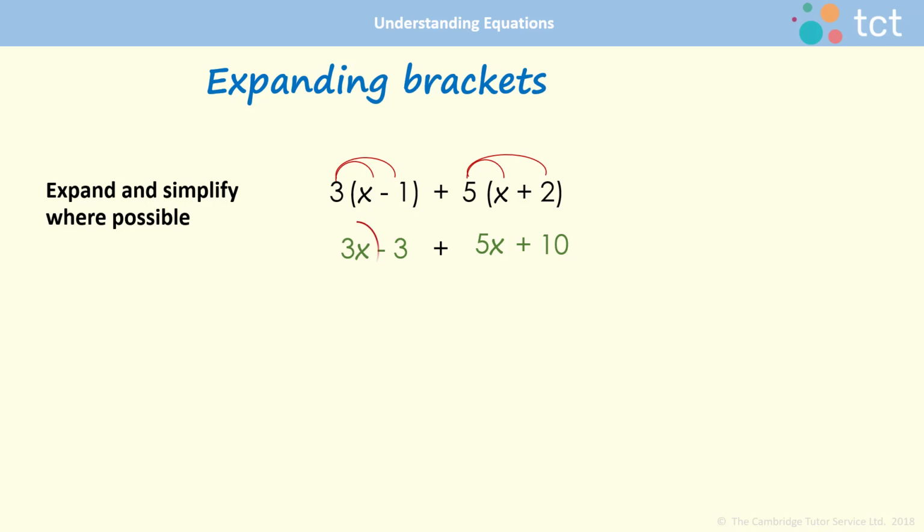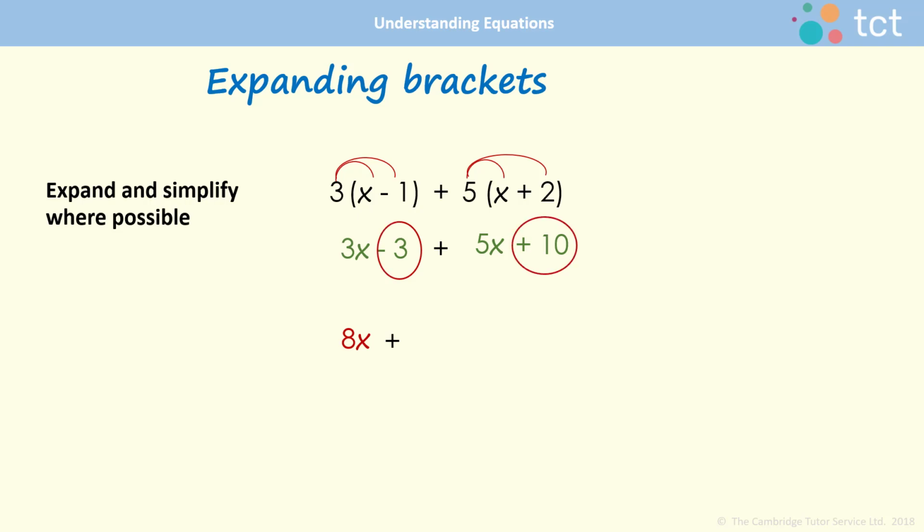Now we have 3x and we have 5x. And we're going to simplify this, put those together. In total, we have 8x. Now looking at the constants, we have a negative 3 and we have a positive 10.